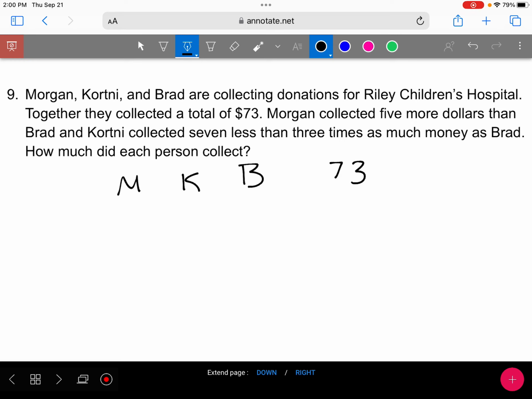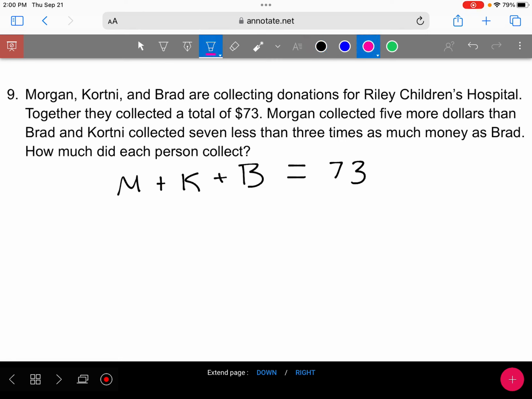If they combined together to make $73, how can I write that? M plus K plus B equals 73. Morgan plus Courtney plus Brad all collect $73 total.